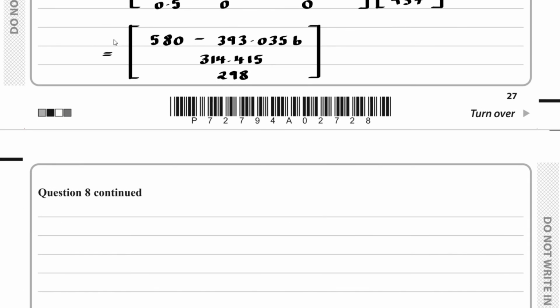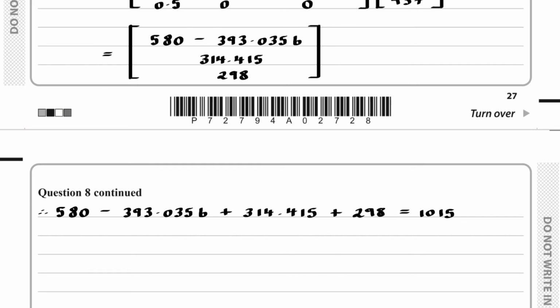So if I work all this out, I've got the 580 subtract 393.035b. I add that to the 314.415 and add that to the 298. This is all equal to 1015. And knowing that, we can therefore conclude b is equal to 0.45, and that's given to 2 decimal places.